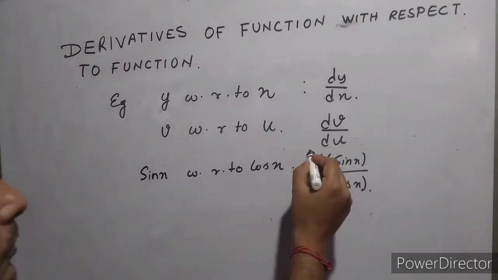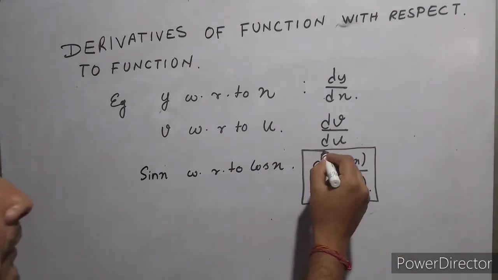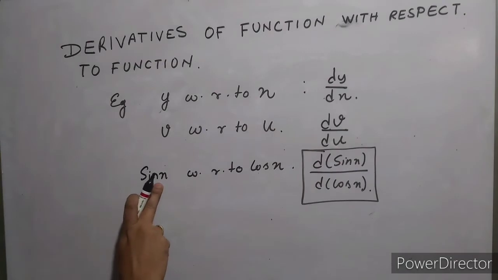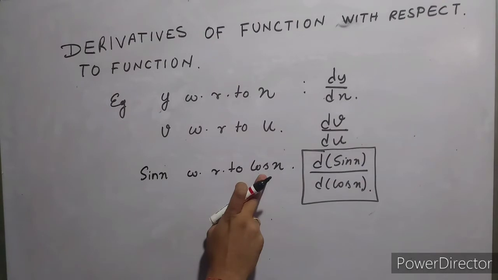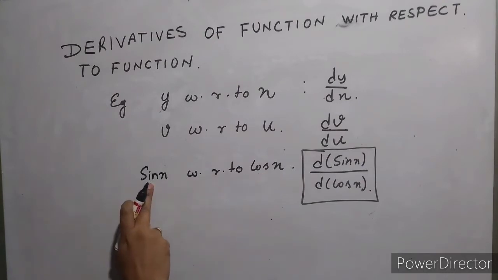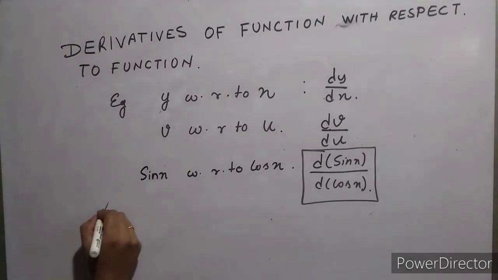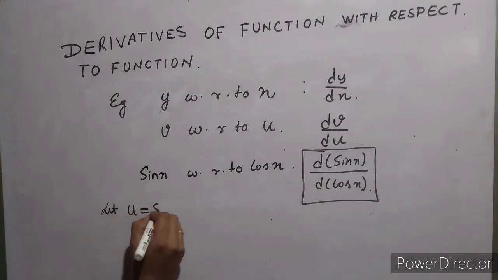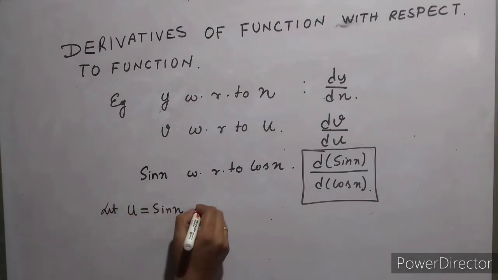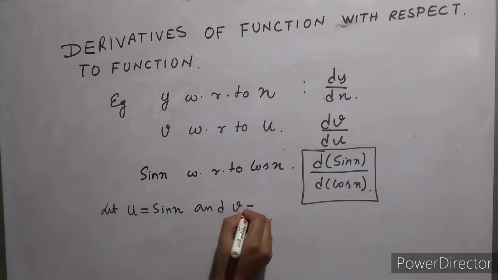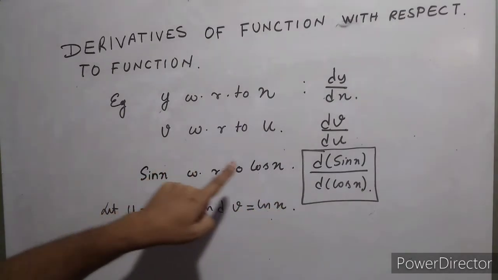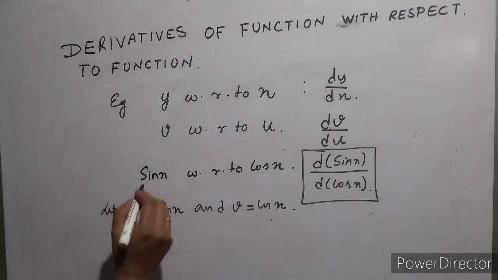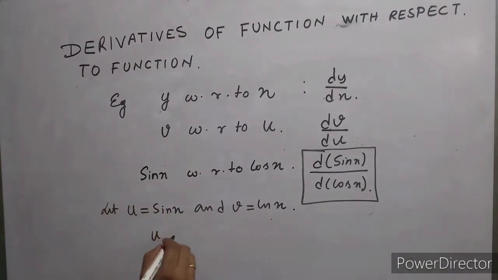But we'll not do this particular problem by this method. That means you have to consider these functions as u or v. Let us suppose this one is u, this is v. If I consider, let u is equals to sin x and v is equals to cos x. Now, if I consider this one is u, this is v, then what we'll get? Actually, differentiate u with respect to v.